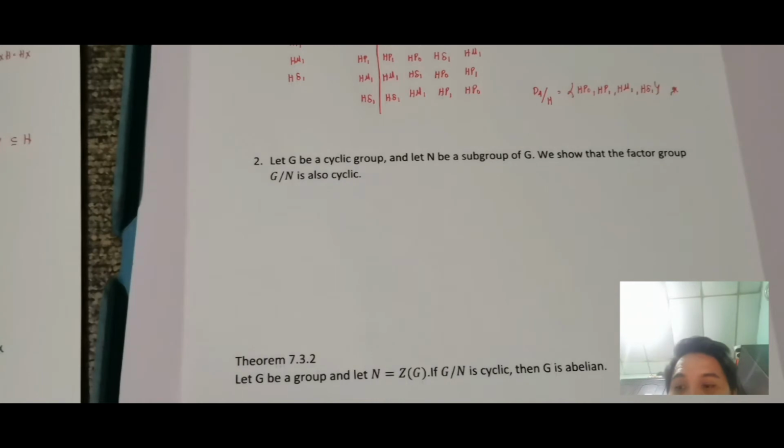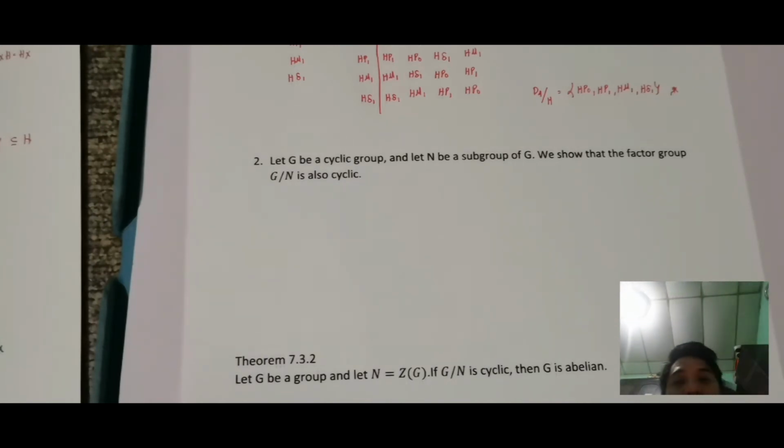Okay, so let G be a cyclic group, and let N be a subgroup of G. Then we show that the factor group G over N is also cyclic. Okay, so again, if G is a cyclic group and N is a subgroup of G, we show that the factor group G over N is also cyclic. So, paano natin siya masya-show na ganyan? So, pagkakaalala ko, ito yung mga diskarte pwedeng gawin natin, no?